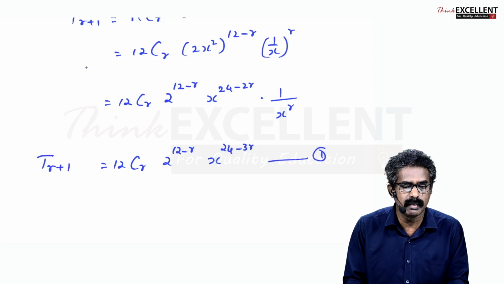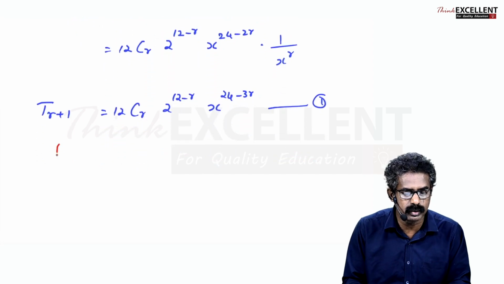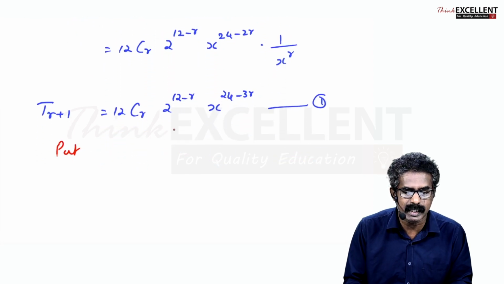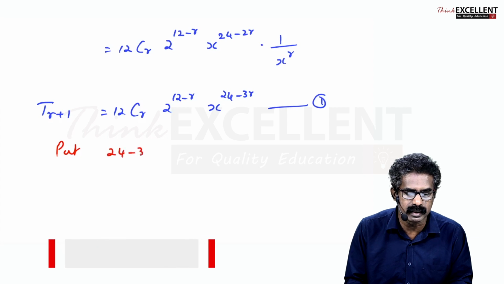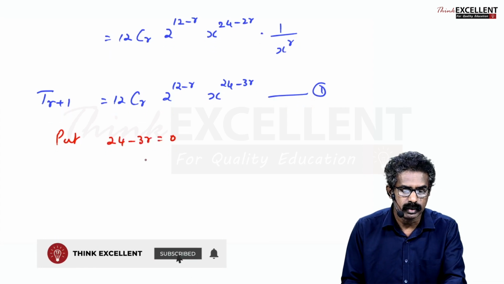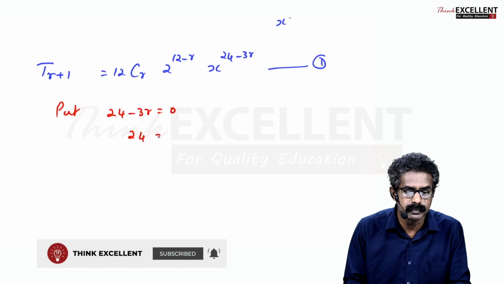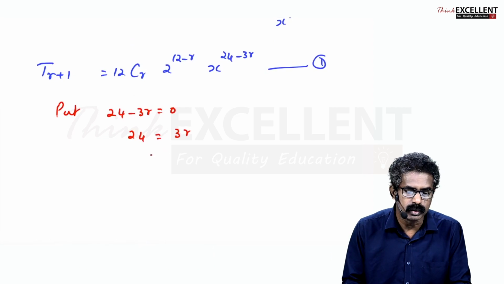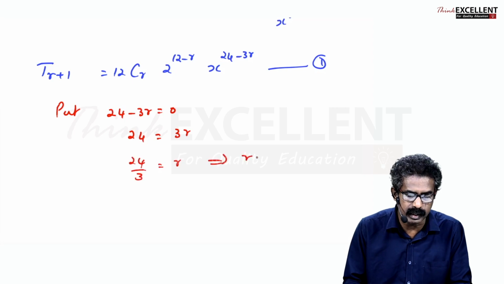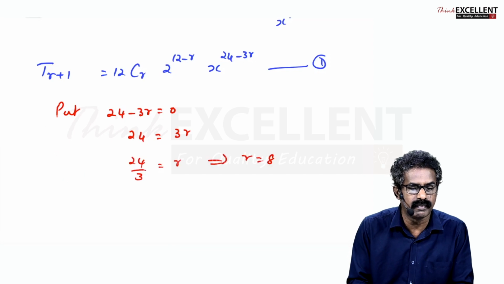The constant term they ask, that is a term independent of x. So equate the power, x power, that is 24 minus 3r is equal to 0. So 24 is equal to 3r. So you are getting r is equal to 24 by 3. So you are getting r equal to 8. Substitute in the first equation.